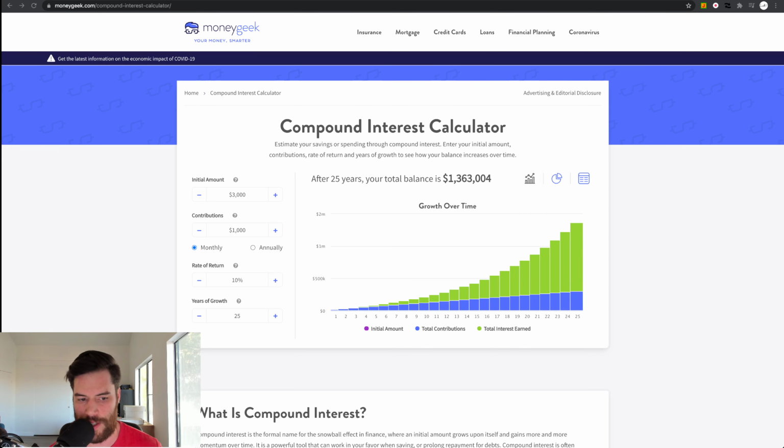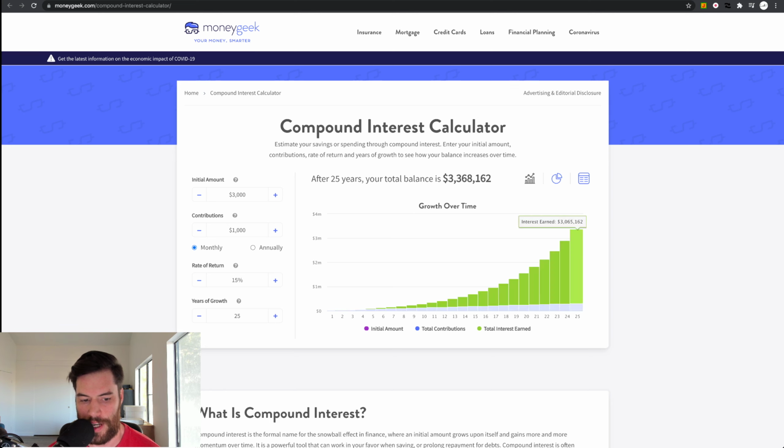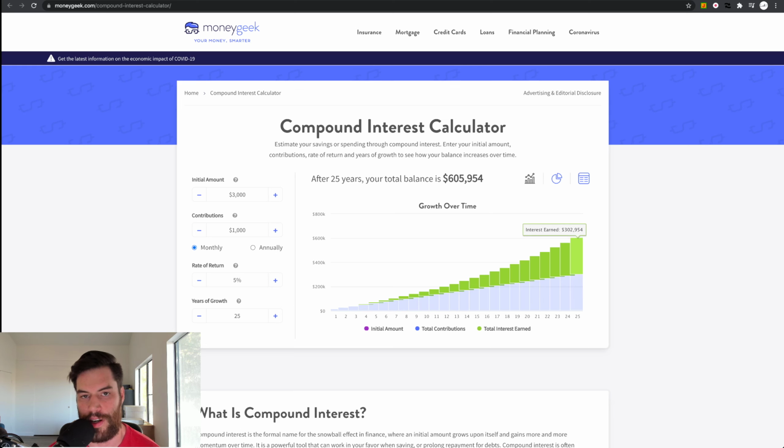Play around with this calculator. You can do all sorts of things. Maybe you want to be more aggressive and you want to do a 15% return. Well, look at that. $300,000 you put in, you got $3 million in interest just by going up to 15%. Let's say you want to be more safe. There you go. You put in $300,000, you're getting $300,000 back in 25 years.